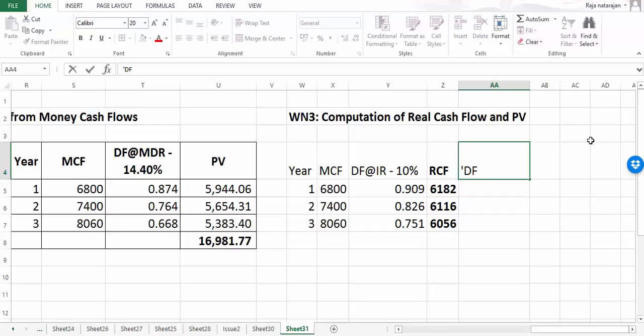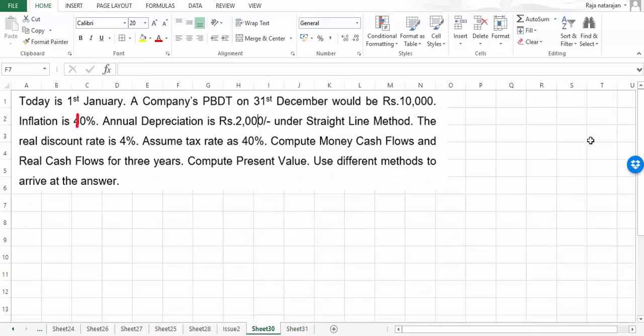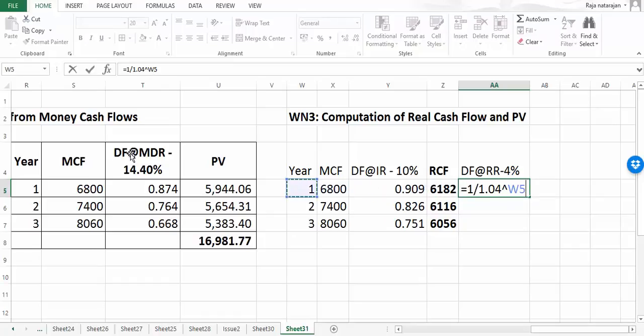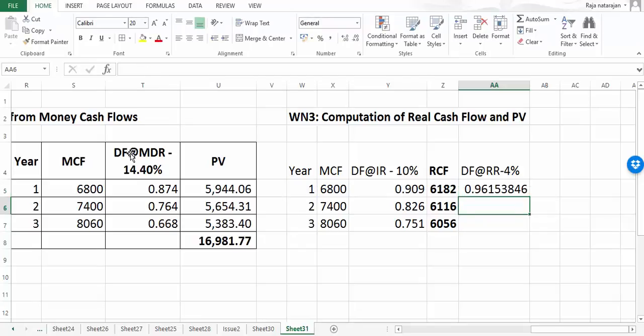So my discount factor at my real rate of return. And what is my real rate of return? Let's go back to the question. Question says my real rate of return is 4%. So my discount factor at real rate of return, that is 4%. So let me calculate. It is going to be 1 divided by 1.04 to the power the time period, and it is 0.961. In the same way, if I calculate for year 2 and year 3, I'm going to get these numbers, that is 0.925 and 0.889.